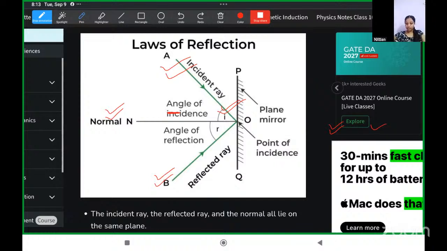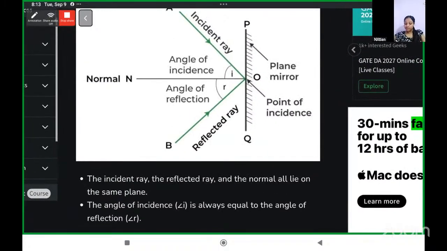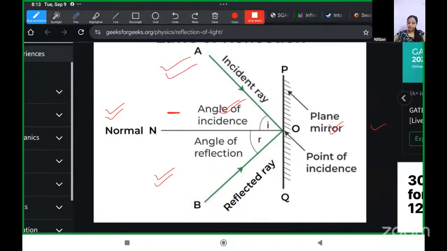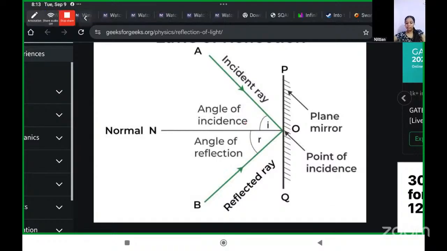This is the first rule. It's not that the incident ray is made on this side and the normal is on that side. No, they are all lying on the same side of the plane mirror. Then the angle of incidence is always equal to the angle of reflection. This is the second law. So when you're drawing the diagram, show this angle equal to this angle. This is the second rule.